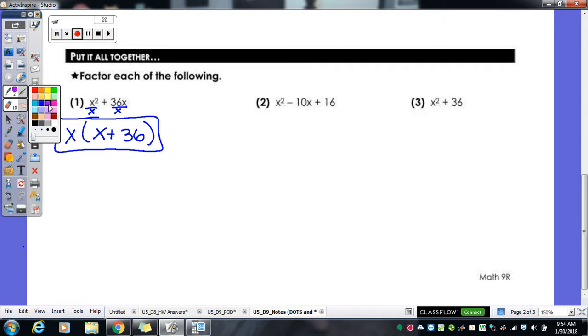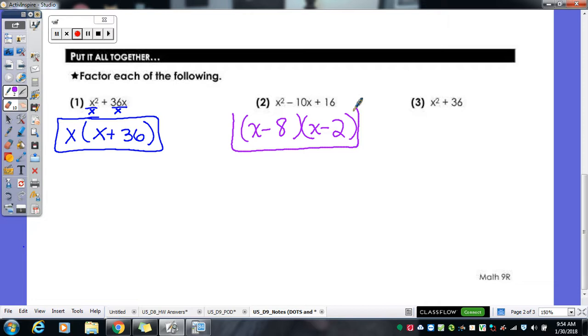Number 2, do we have a GCF? No. Do we have a trinomial? It has 3 terms, so this is a trinomial. What are our signs going to be? Both negative. Multiplies to 16, but it's going to add to give you a 10. 8 and 2.